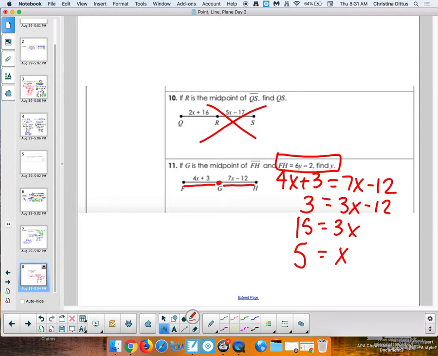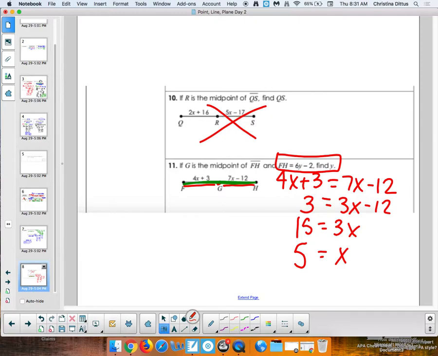Well, I got an x. FH, let's look back at our picture. FH is my whole line. So how does finding x to be 5 and having 2 parts help me find my whole line? Add them. What should I do with my x? Plug it in. Do I need to plug it into both? No, because they're equal. Once I find one of them, I can just double it.